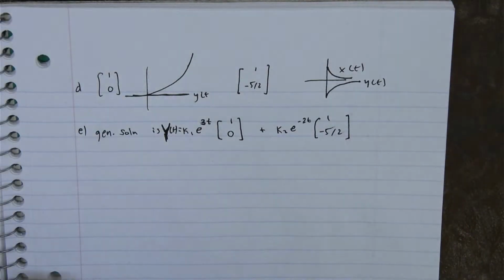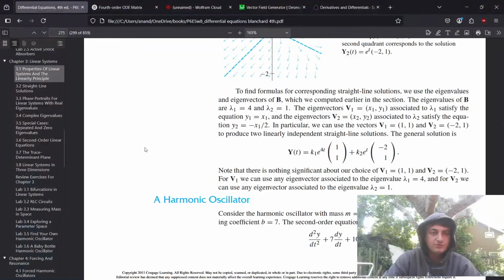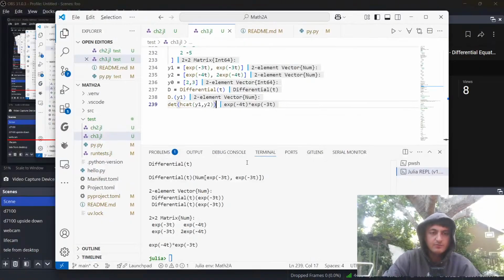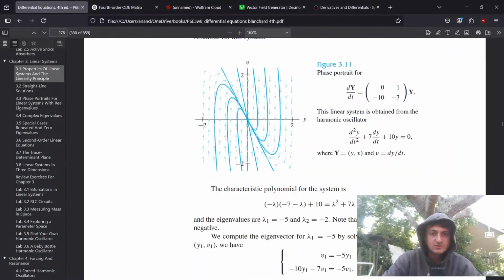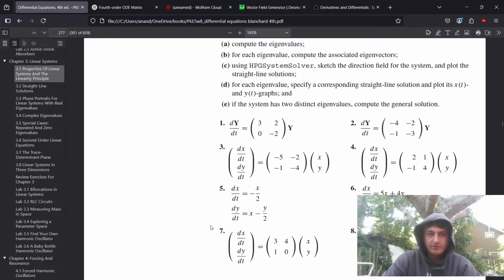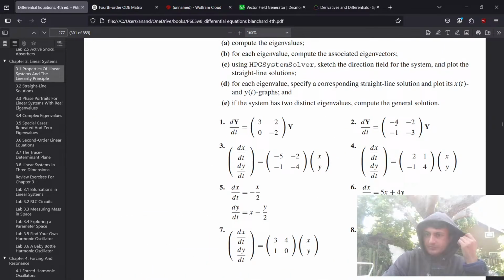So now let's just jump over to the next problem, which is 3. We're not going to do 2. We could do 2, but let's just do the odds. All right, so y prime is equal to Ay, where A is equal to minus 5, minus 2, minus 1, minus 4.